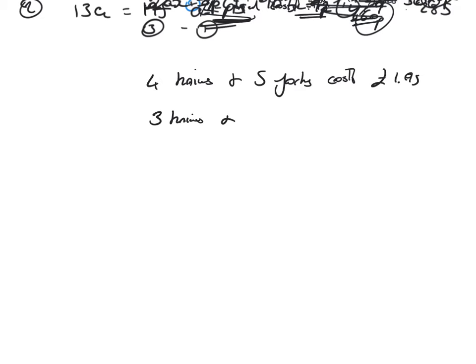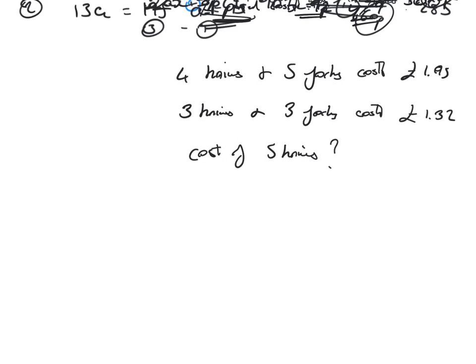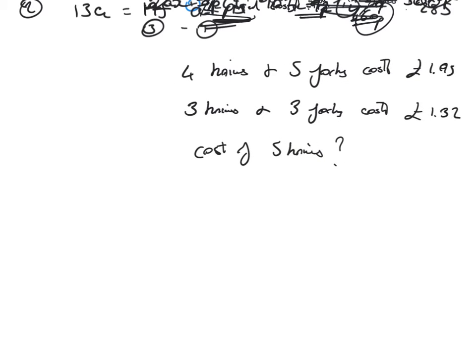3 knives and 3 forks costs £1.32, and the question is find the cost of 5 knives. Okay, so to find the cost of 5 knives, I would first of all need to find the cost of 1 knife. So let's first of all set up a couple of equations here, fairly straightforward.